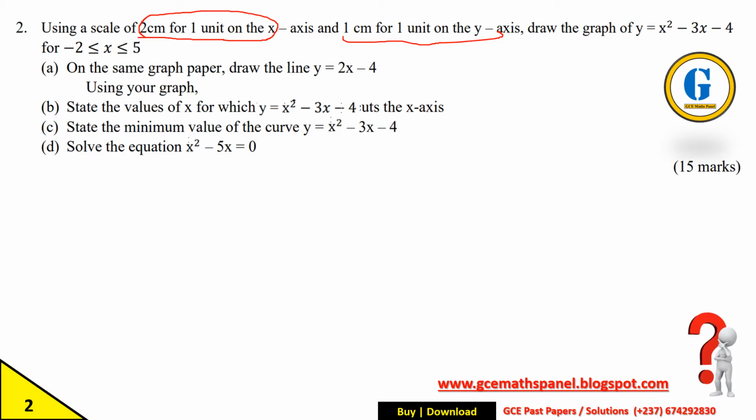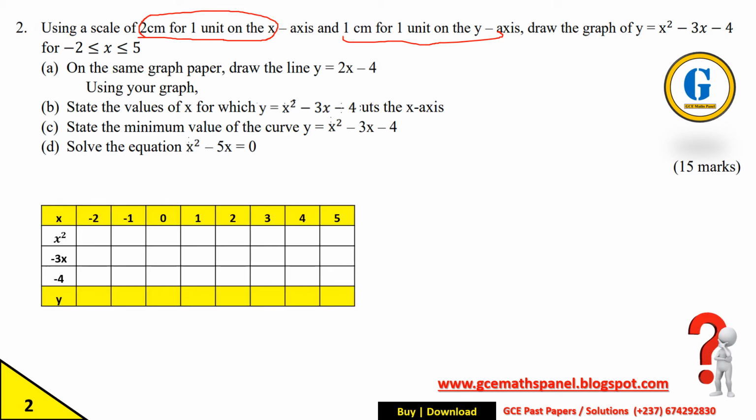Okay, so now let's look at this question. For us to sketch this curve, the first thing we have to do is to make a table of values for x and y, and this is how we have to do it. So we have the values of x from negative 2 to 5, because the boundaries are included, as you can see. Boundaries are included from negative 2 to 5.